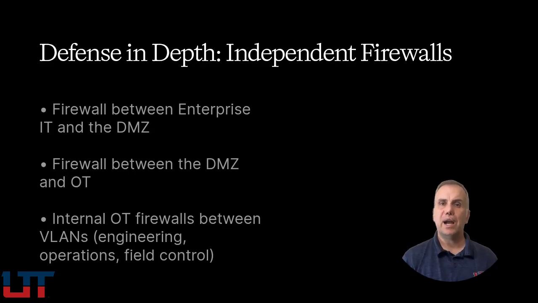A firewall between IT and the DMZ, a firewall between the DMZ and OT, firewalls between OT VLANs for engineering, operations, and field control. Each of these is an independent enforcement point. This is the same logic as layered safety interlocks in process safety. You don't rely on a single pressure relief valve. You have the relief valve, a high pressure shutdown, a high pressure trip, and a physical rupture disk. Each layer acts independently, and failure of one layer doesn't mean failure of all of them. The same principle applies to network security controls.